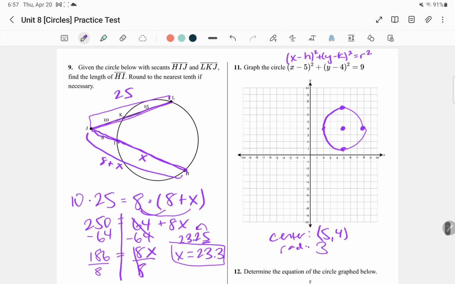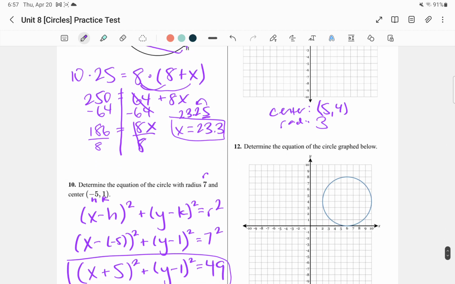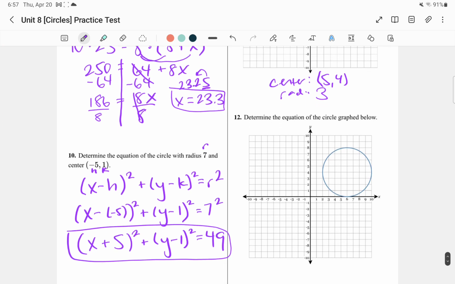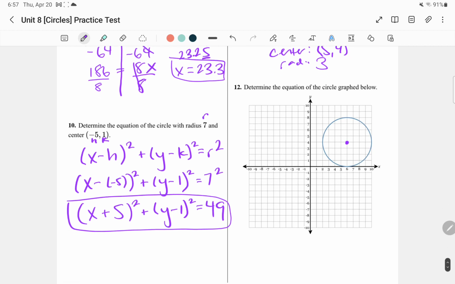All right, and our last one is determine the equation of the circle graphed below. First we're going to find the center. You can look at the radius or the diameter, which is 8. Just in the middle of that, it's 4. Same thing, diameter is 8, so in the middle is 4, or take the average, however you want to look at it. I just look at it and plot it. So our center is 6, 4. And then the radius, we counted 4. You can go 4 in each direction. So our radius is 4.